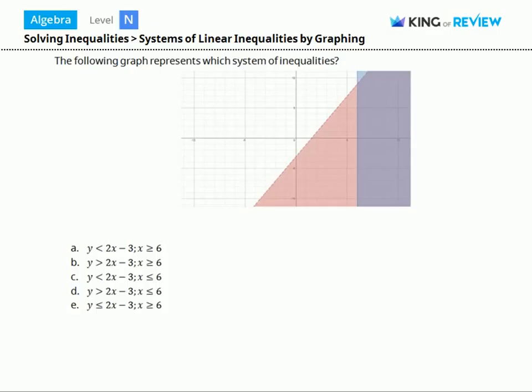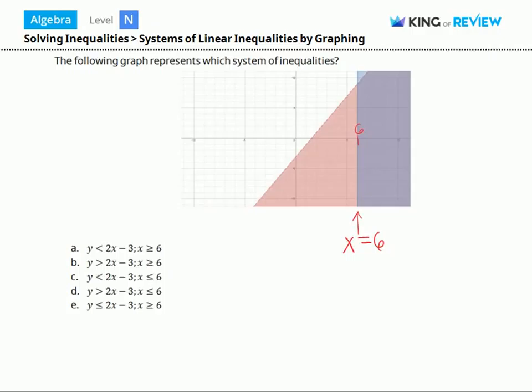The following graph represents which system of inequalities? Let's start with the solid line here. Because it's a solid line, we know that it will either be greater than or equal to or less than or equal to. We also see that this line crosses over the x-axis at 6. So the equation of this line is x equals 6.